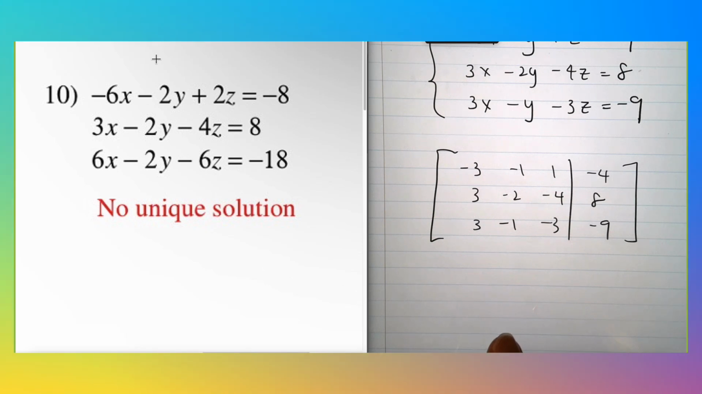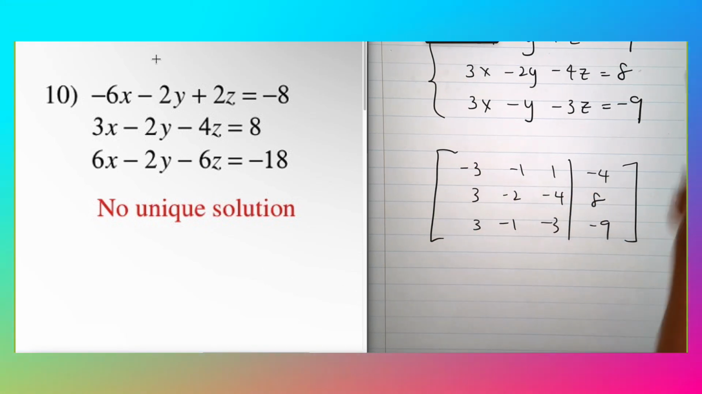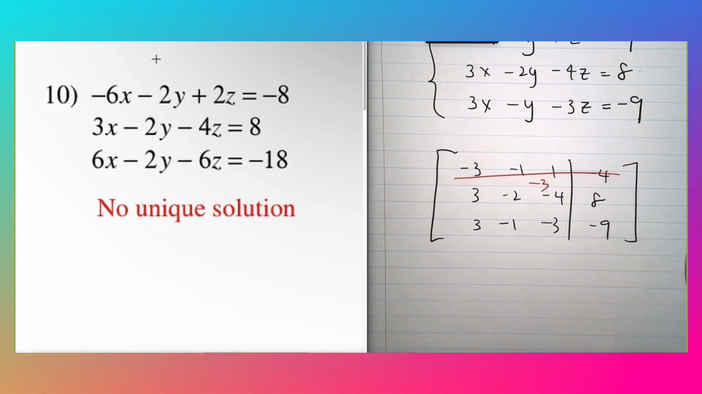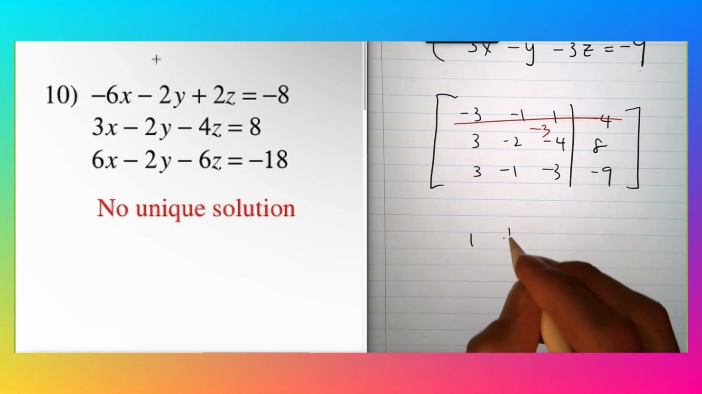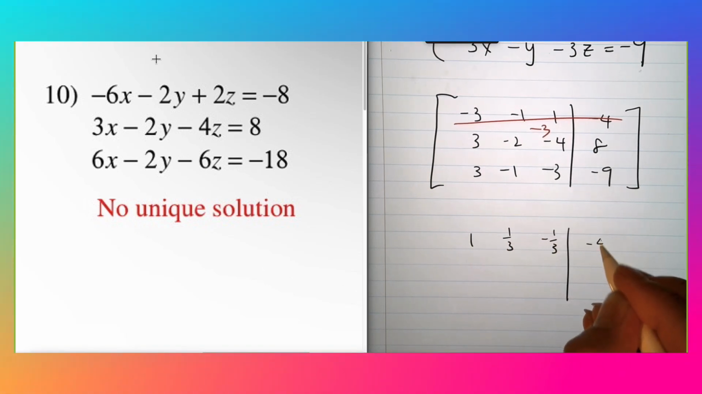And we need to write this in row echelon form, where the top left corner should be 1. So I can divide the entire row by negative 3. When I do that, on the upper row I get 1, 1/3, negative 1/3, and negative 4 over 3.